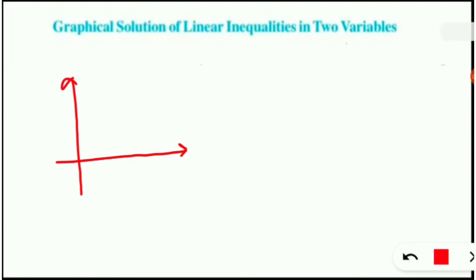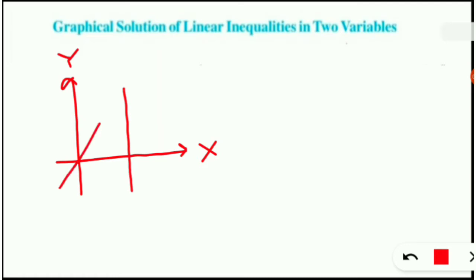Today, we will discuss the graphical solution of linear inequalities in two variables. So, if we take the x-axis and y-axis, this is the x-axis and this is the y-axis. And we draw a line.